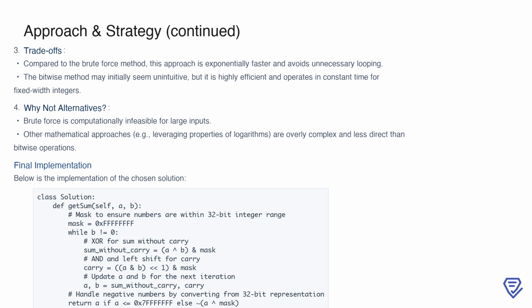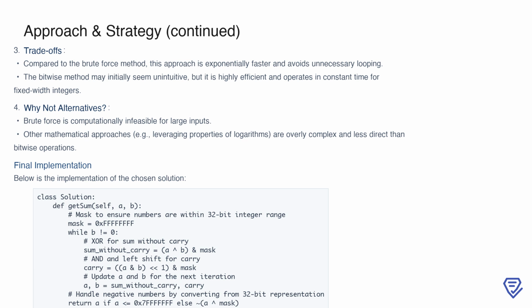One important trade-off to note is that while the bitwise manipulation approach is exponentially faster than brute force, it may initially seem less intuitive to those unfamiliar with bit-level operations. However, its efficiency and constant time performance for fixed-width integers make it the superior choice. Alternative methods, such as brute force, are simply too slow and computationally infeasible for large inputs.